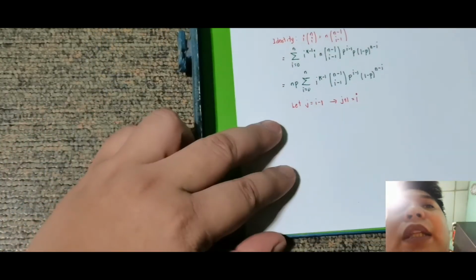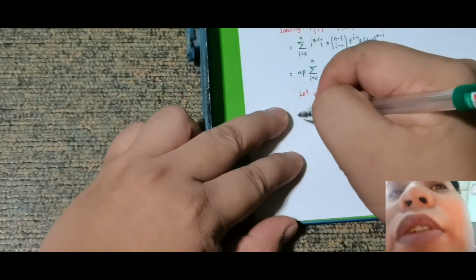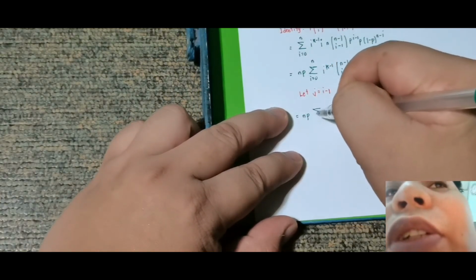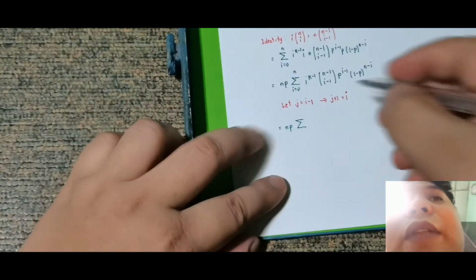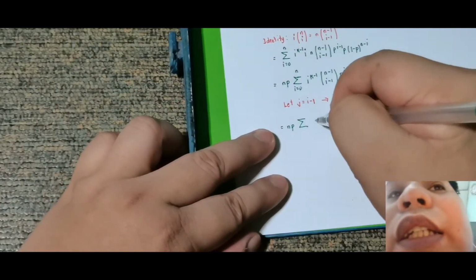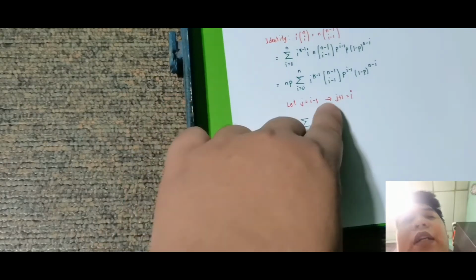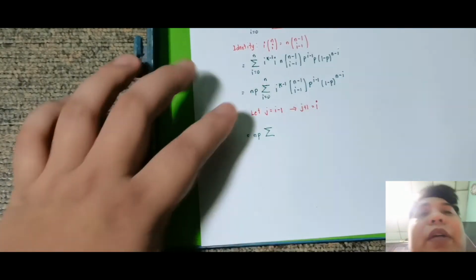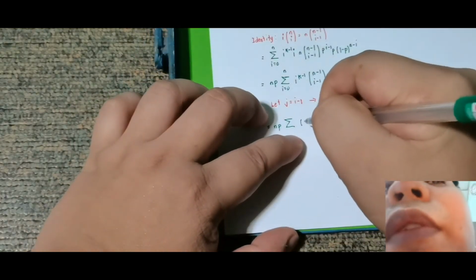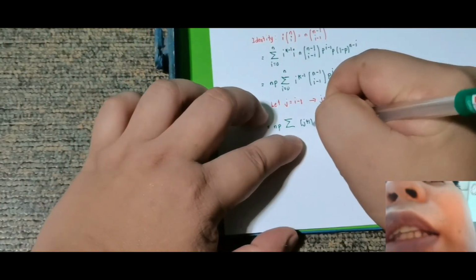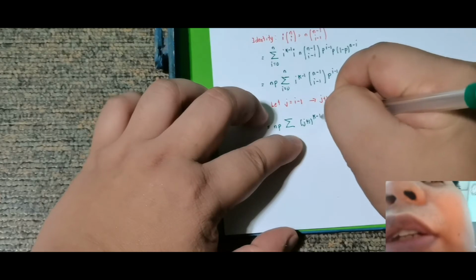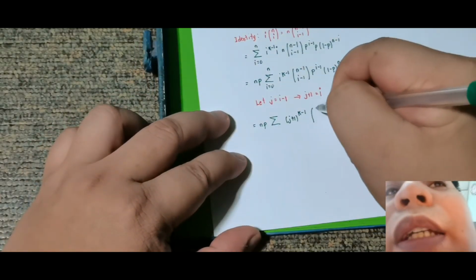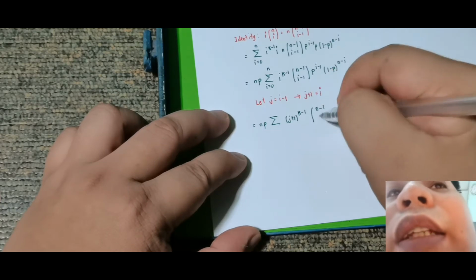Now, papalitan natin lahat ng i minus 1 ng j. So this is just np, tapos summation. Sa taas, this is i, so yung i, papalitan ko ng j plus 1. Tandaan mo, yung i na yun, papalitan ko ng j plus 1. So, this is j plus 1 raised sa k minus 1, then multiplied by n minus 1 taken j.